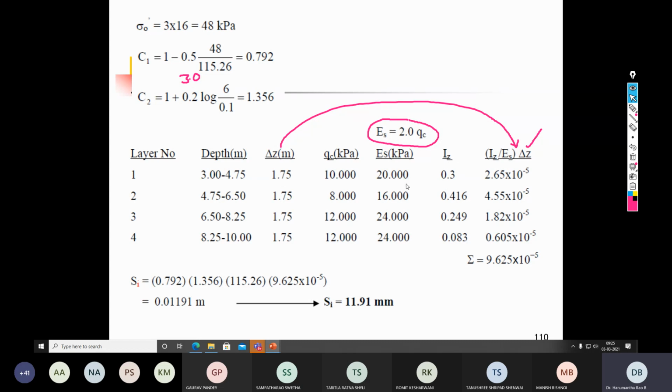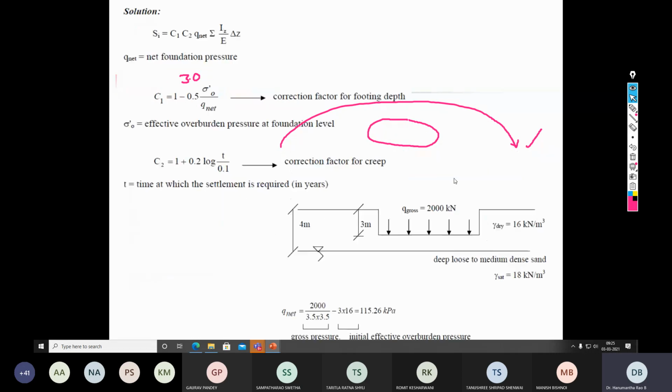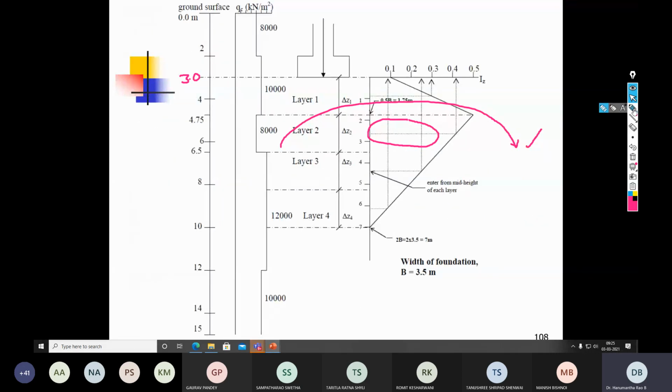Now one of the important steps in this problem is how to calculate the strain influence factor, that is Iz. For layer number 1, it is 0.3. So let us try to understand how to get this value. Once you understand this one, the whole sum can be understood.